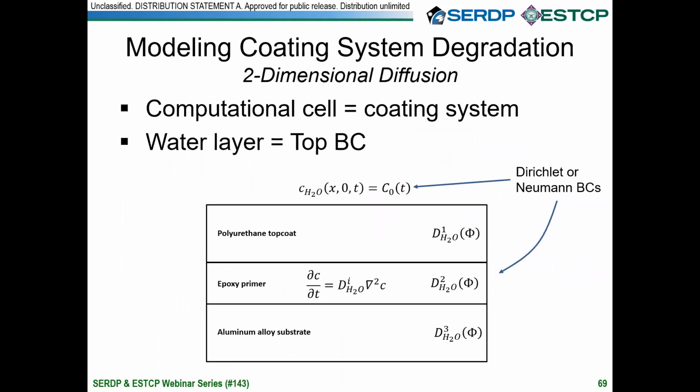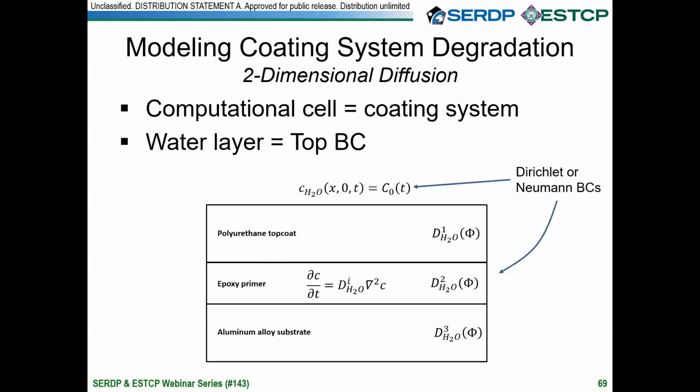So our next refinement was to take that one-dimensional model and treat our coating system as a two-dimensional structure, where we have water diffusivities that change depending on what the coating layer is made out of. So our polyurethane top coat will have a water diffusion coefficient that's different than the epoxy primer. We're still solving the same diffusion equation, and we have to have boundary conditions on the sides and on the bottom that we can specify as either static or as insulated boundary conditions. But we know that the water concentration on the top layer has to be whatever the composition of the water in the electrolyte is.